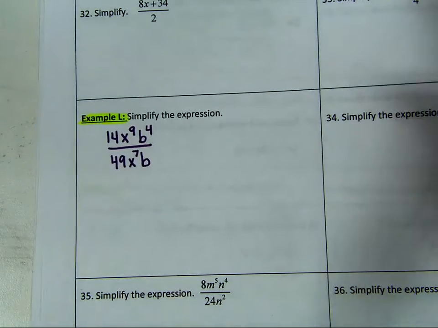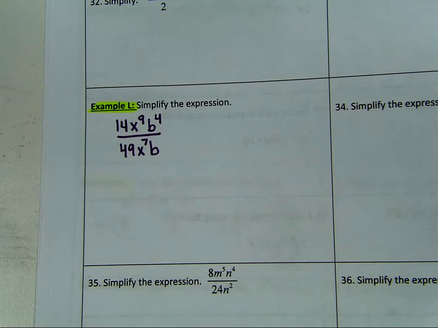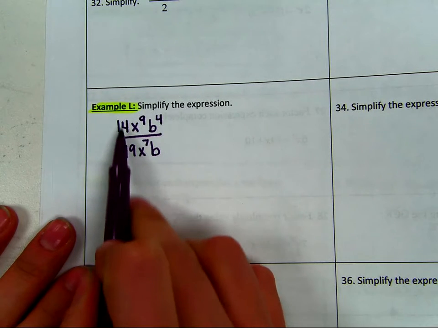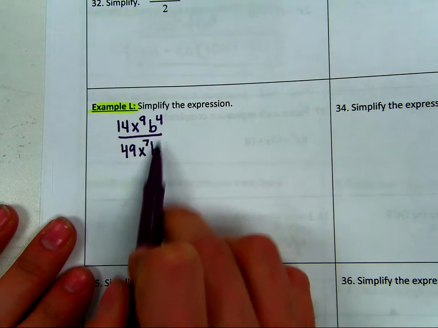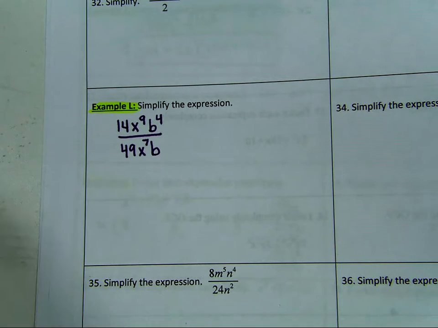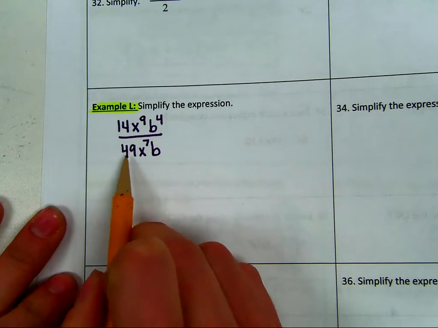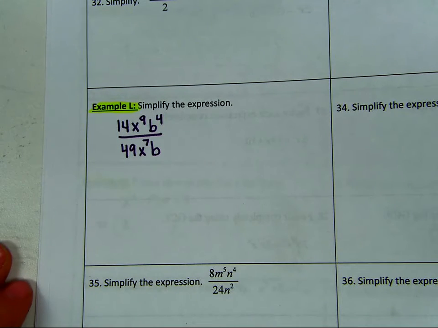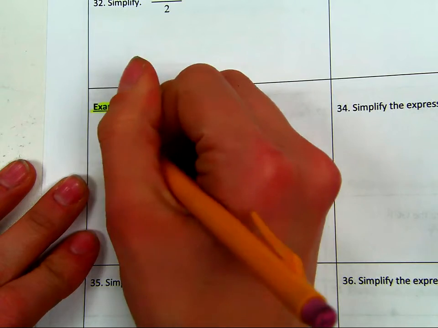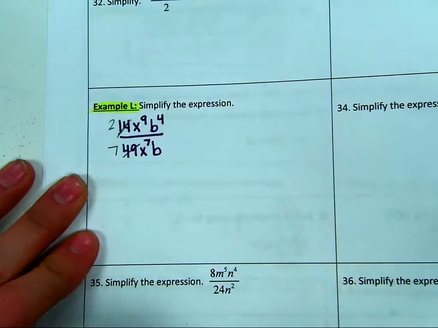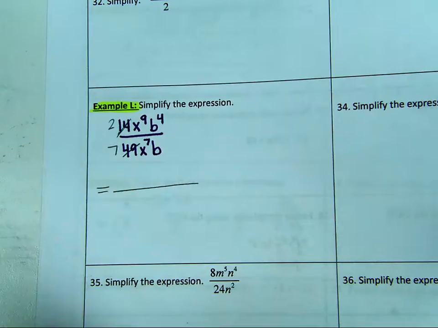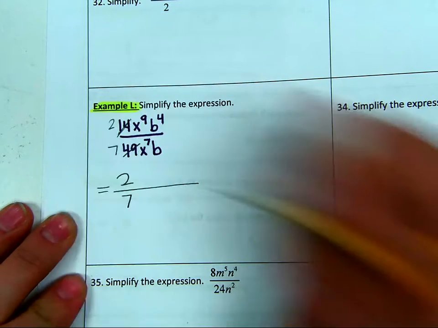Next example is example L. It says simplify the expression. I like to look at this kind of in three different parts. Simplify the numbers, that's just a fraction. Simplify the x's, and then finally simplify the b's. All right, so if we look at the numbers 14 and 49, I like to think, what are they both divisible by? And it's 7. So if you think about 14 divided by 7 is 2, 49 divided by 7 is 7. So that becomes the fraction 2/7.